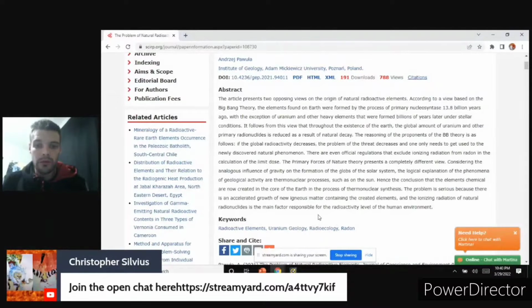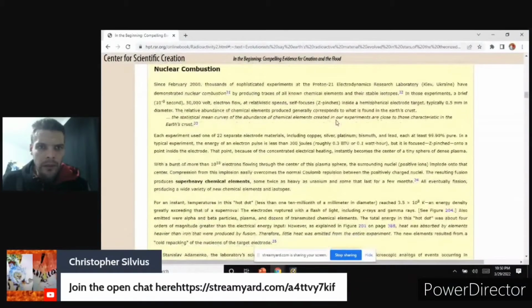Right there, they're saying that currently, right now, there's new igneous matter being formed within the granite crust. Deep within the crust of the Earth, I don't know how they're measuring this, but they're saying that there is new material being formed, new radioactive material, new uranium, if you will, that's being generated deep within the crust of the Earth.